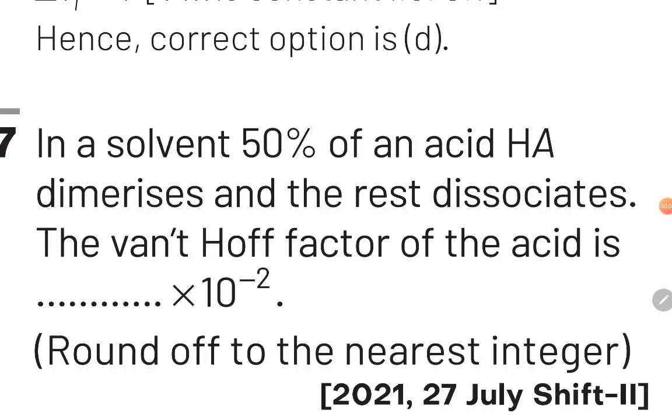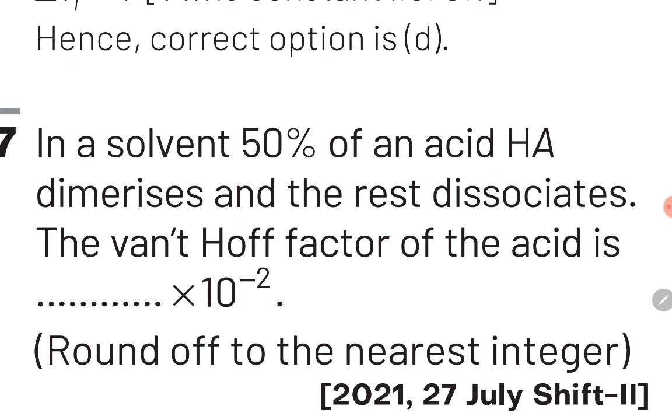Yes students, the 16th question of the chapter is, in a solvent 50% of an acid HA dimerizes and the rest dissociates. The Van't Hoff factor for this acid is. In this question we will have to understand the concept that on dimerization number of molecules will become half. So for instance, let's say we have 1 mole of HA, then half of this is going to dimerize. So half of 1 mole will be 0.5 moles and 0.5 moles on dimerization will become 0.25 moles. Also, the remaining 0.5 moles will dissociate.